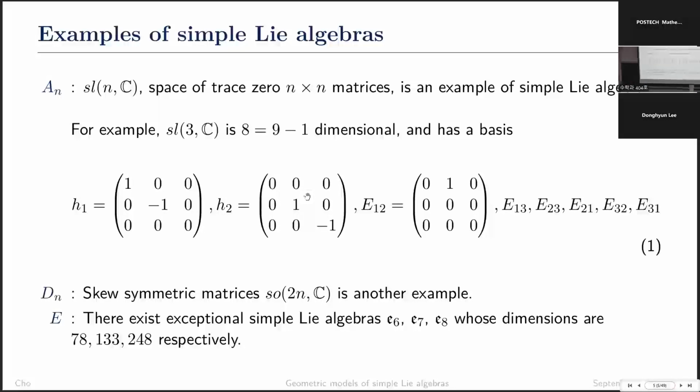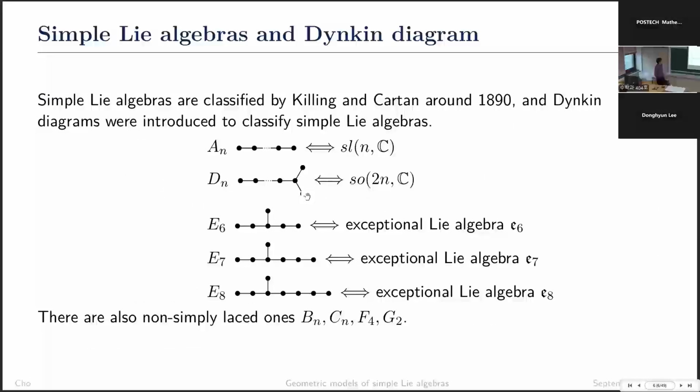All right, so more than 100 years ago, simple Lie algebras were classified by Killing and Cartan. And in the process, they used the notion of Dynkin diagrams. Dynkin diagrams are diagrams with vertices and edges between them. Here, the subindices 6, 7, 8 are in fact the number of vertices in the diagram. So E8 means there are 8 vertices. You can check there are 7 here and 1 here.